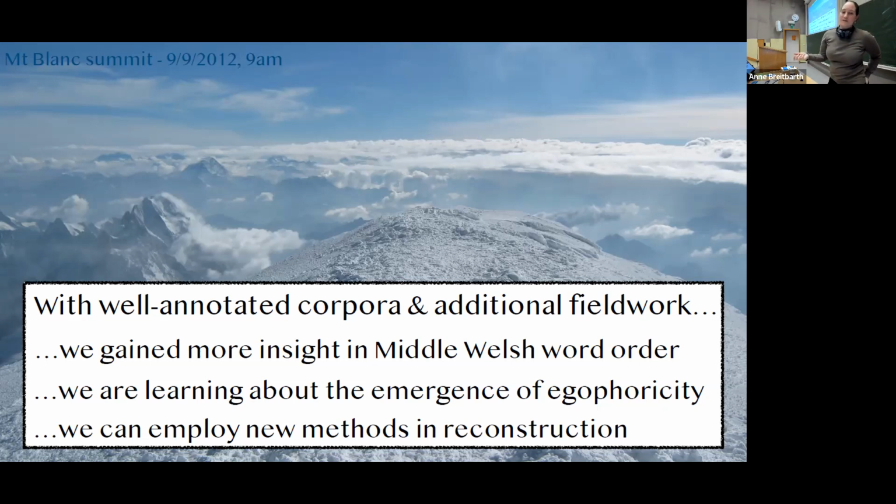But also, we're sort of learning now about the emergence of ergativity, and really because of this annotation. And finally, we can employ new methods in reconstruction if we have collected that fieldwork and actually if we have done that annotation. So that's it.